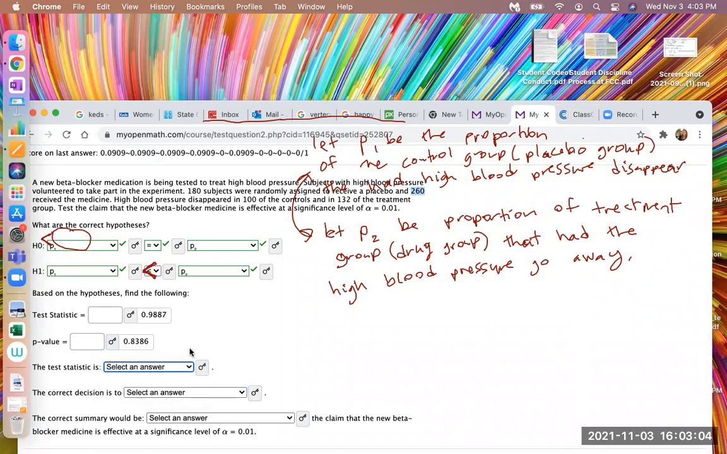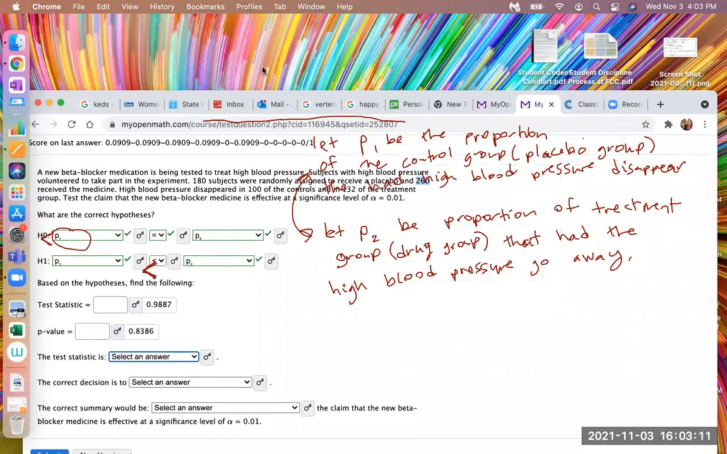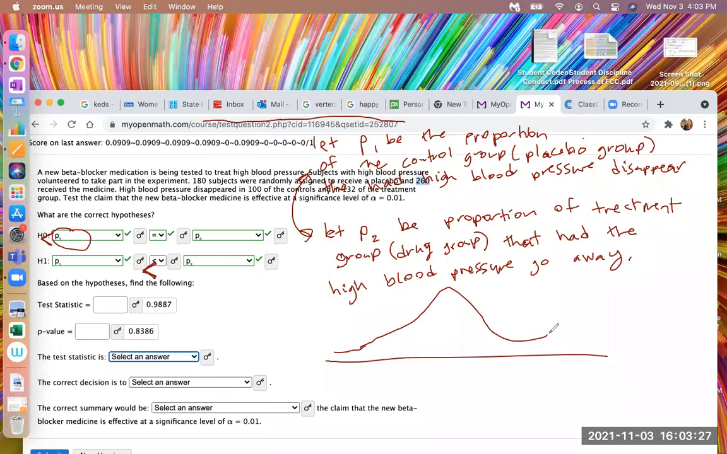Okay, here's something different and new that I did not go over too much. They ask about the test statistic: is it in the critical region? So there's a second way of doing these tests.